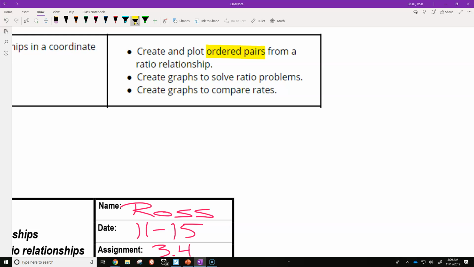We just did that. We just identified, if I give you the ratio 3, 2, that means the ordered pair 3, 2. We're going to create graphs to solve the ratio problem. So when we draw it, we're going to use that line like we just did to identify what a ratio is. And then we're going to compare.